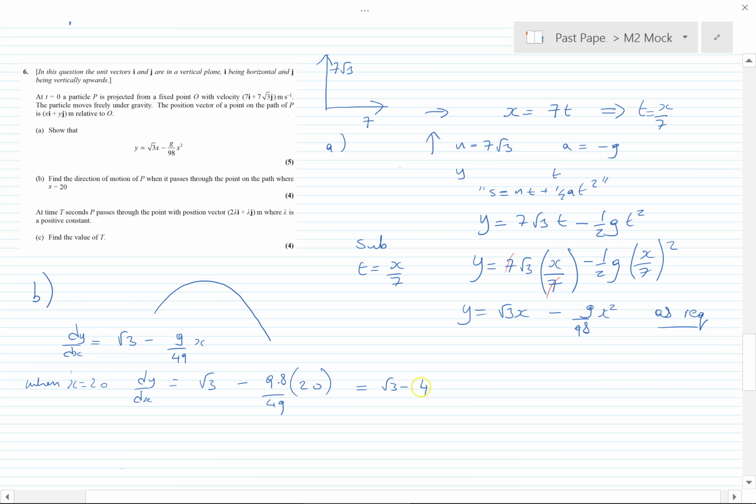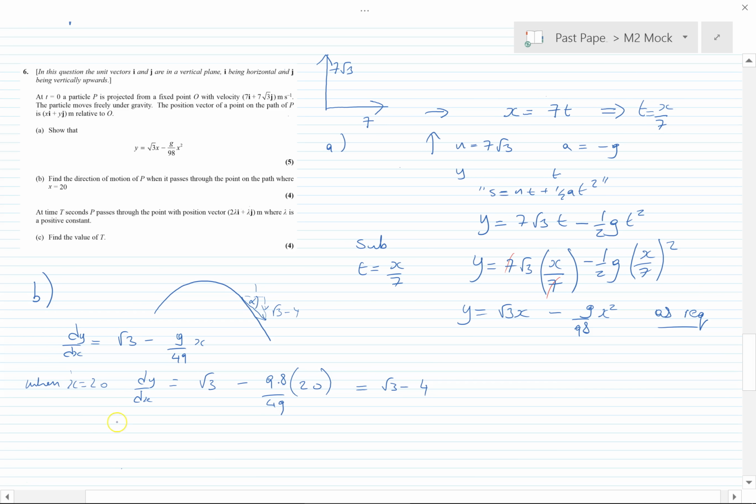Now, I note that that's negative. So it's actually given us a negative gradient. So it's basically on its downward path somewhere. So for every one across, it's going minus, or going down by 4 minus the square root of 3, downwards like that.